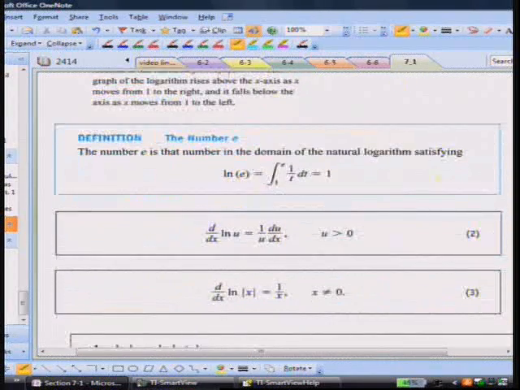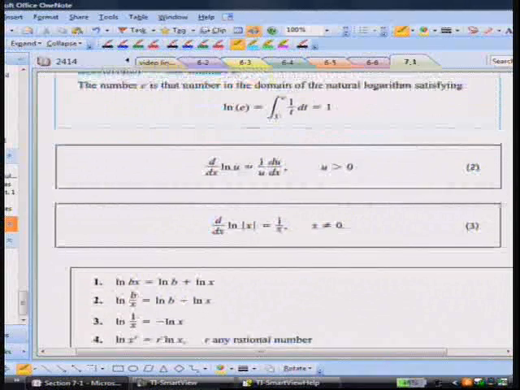And so that is, the ln of e is the integral from 1 to e of 1 over t dt, and it equals exactly 1. And so that's why the ln of e is 1. And so from that, you can do a lot of neat stuff.